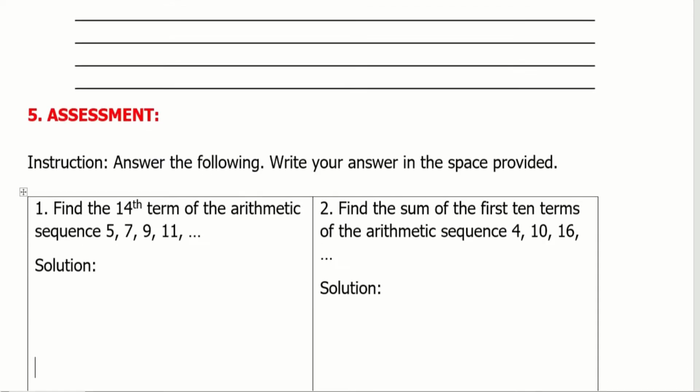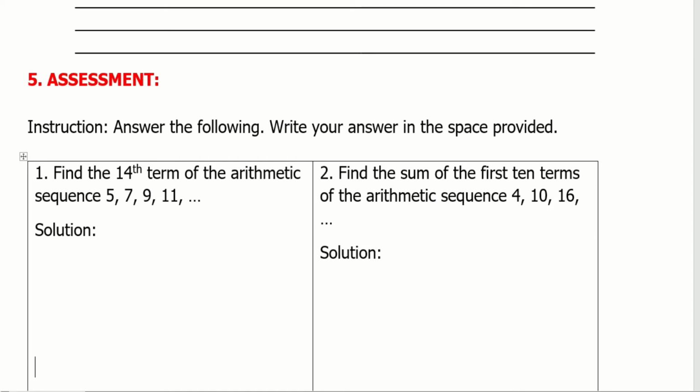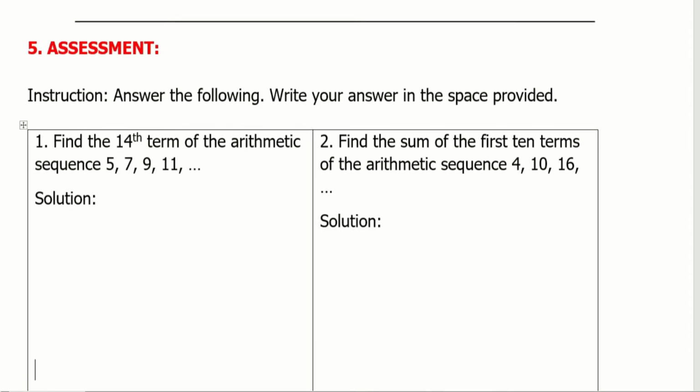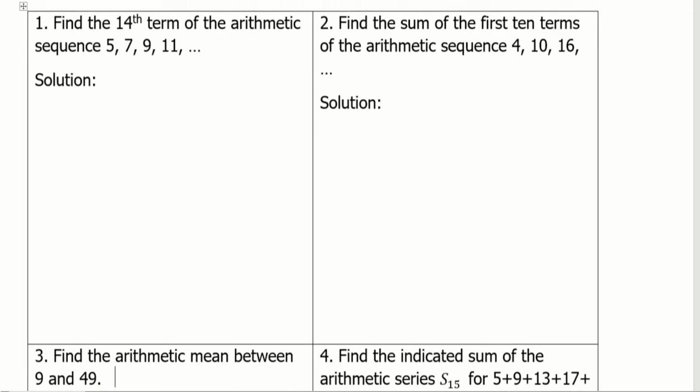So we have first, find the nth term of the arithmetic sequence 5, 7, 9, and 11. The students are going to show their solution in the space provided. Second, find the sum of the first 10 terms of the arithmetic sequence 4, 10, 16. So they are also given the privilege to show the solution.